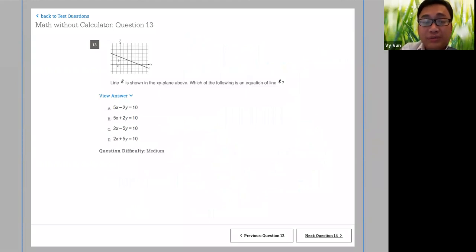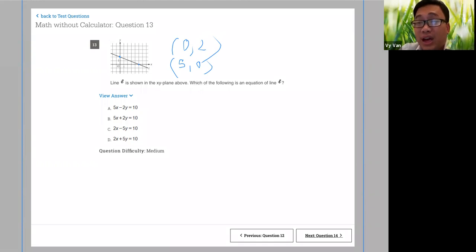Number 13. So this is a standard Algebra 1 problem. They give you a graph, the equation of a line, and they ask you which equation matches it. So the best way to do this is, if you notice, we already know the x and y intercepts. The y intercept is 0, 2, and the x intercept is 1, 2, 3, 4, 5, so it's 5, 0. So to test this, instead of solving for y and finding the slope, all you have to do is plug these 2 points in to see which one works for both points.